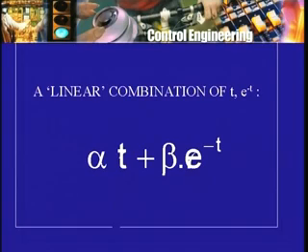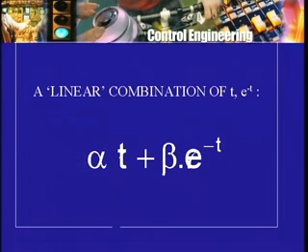So starting with say only t and e raised to minus t, I can build a whole class of functions. For example, alpha t plus beta into e raised to minus t. This is not just one function. For each choice of alpha and beta, it gives me a function. So it gives me infinitely many functions parameterized by alpha and beta.